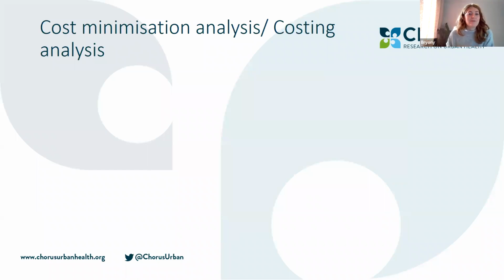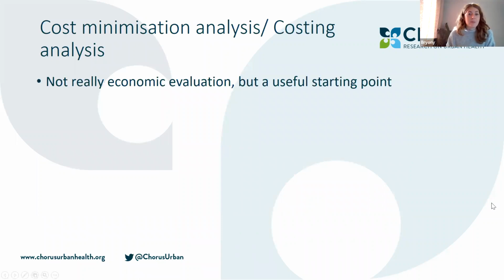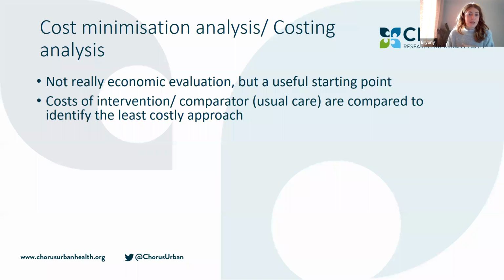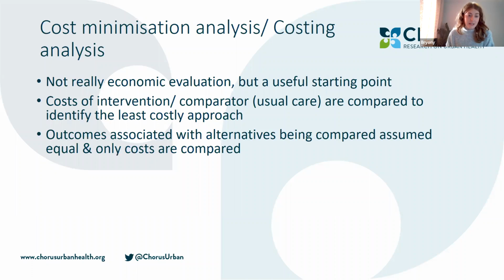So the first sort of minimum option, if we want to undertake some kind of economic evaluation, is a cost minimisation analysis or costing analysis. This approach is not really an economic evaluation by that textbook definition that I showed on the screen before, because only the costs of the alternatives are compared and not the benefits. Because in cost minimisation analysis, the outcomes of alternatives are assumed to be equal. And so only the costs are compared, and the aim is to identify the least costly approach.